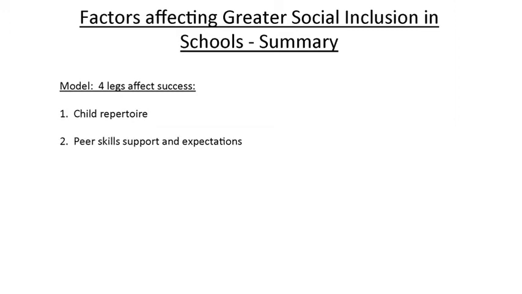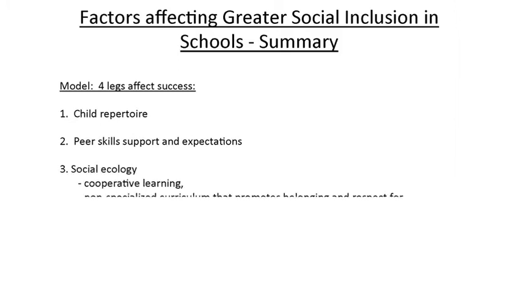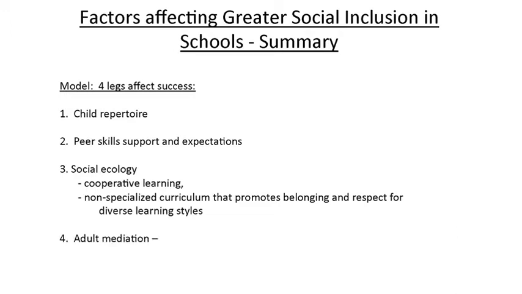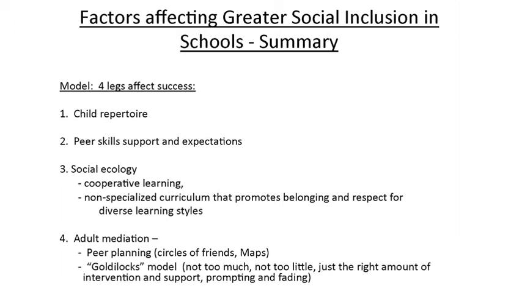What were the non-disabled peers' skills, supports, and expectations? The social ecology of the school. Was it a cooperative learning environment? Is there a non-specialized curriculum that promotes belonging and respect for diverse learning styles? And then how much adult mediation is there? For example, is there peer planning like circles of friends or MAPS programs? And she used the term the Goldilocks model, right? Not too much, not too little, just the right amount of intervention and support.